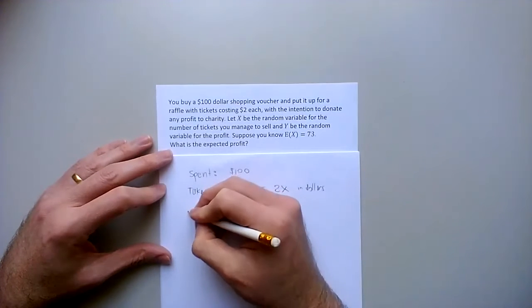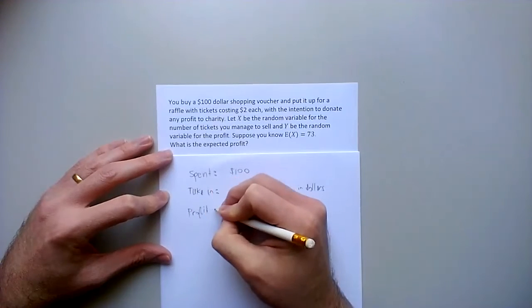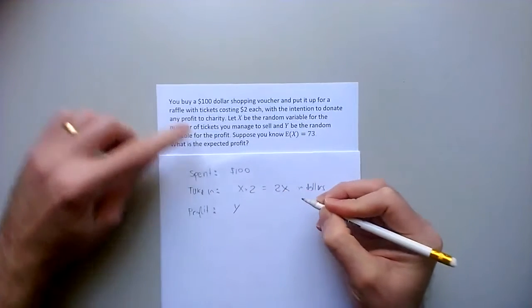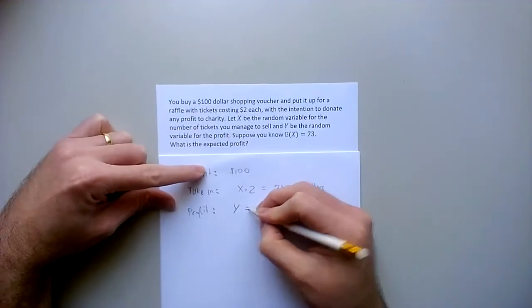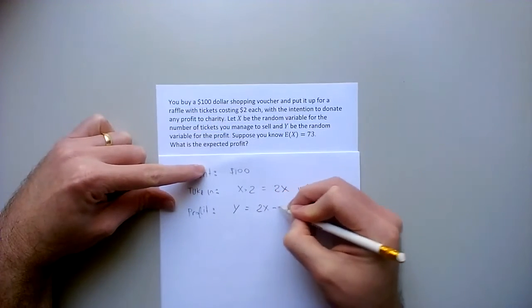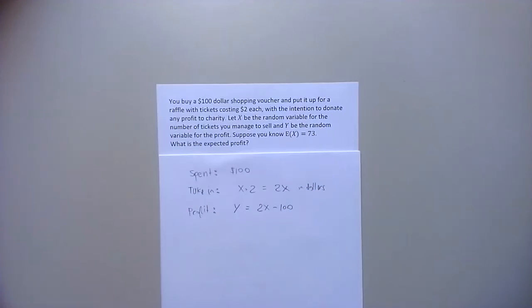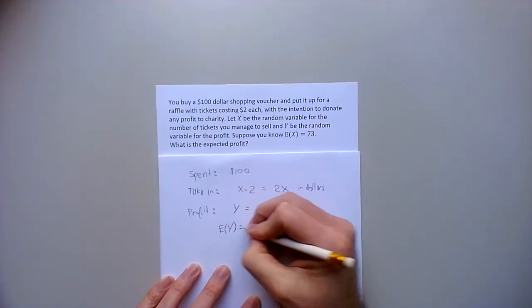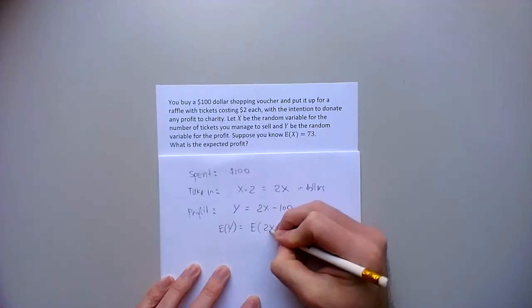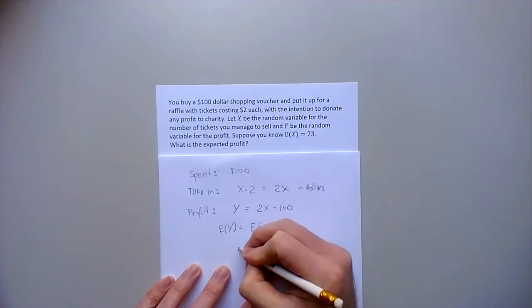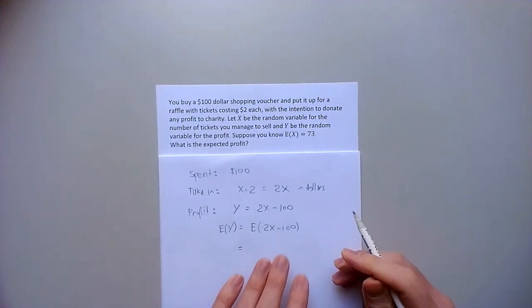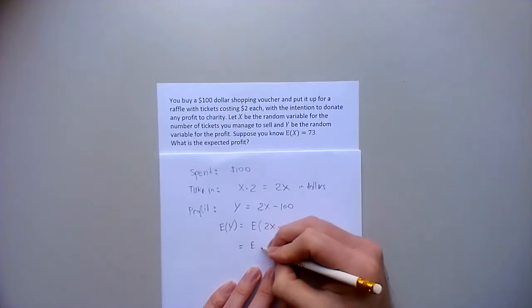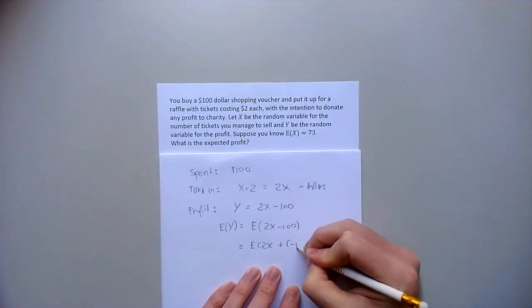So that means that the profit, that's what Y is, must be the amount you take in, which is 2X, minus the amount you spent. Okay. And now I can try and figure out the expected value of the profit. Expected value of Y is the same as the expected value of 2X minus 100. And that's the same as the expected value of 2X minus the expected value of 100.